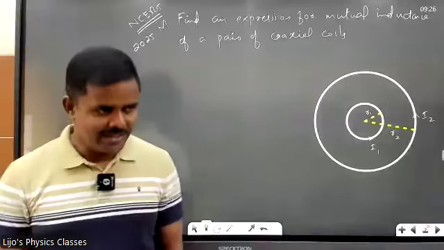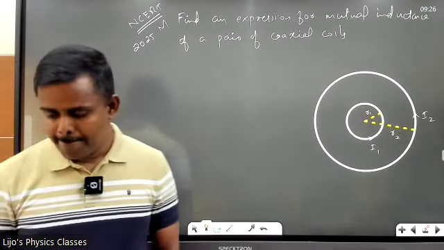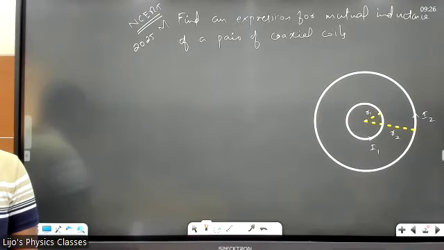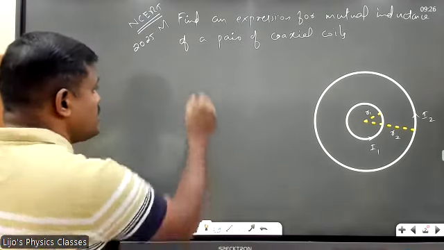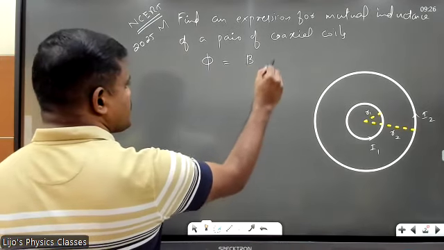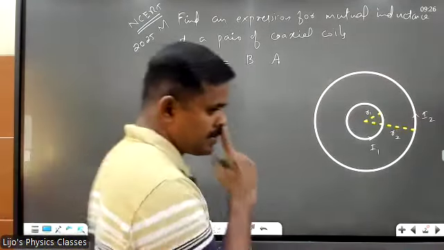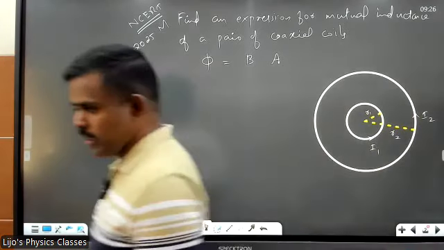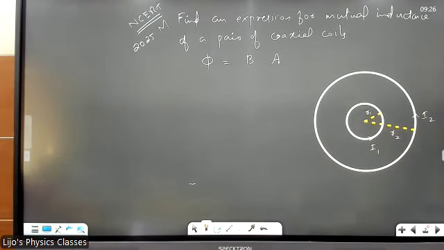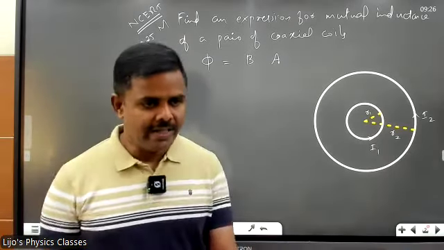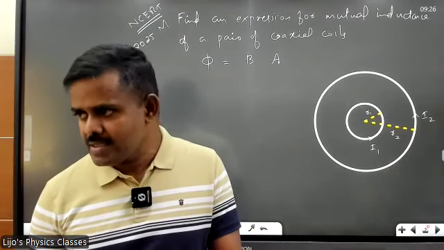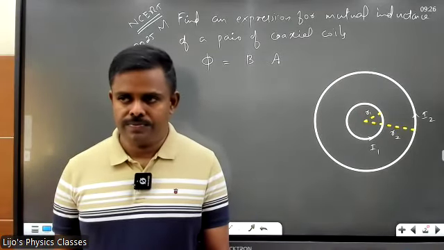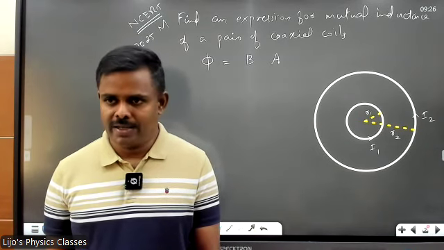Finished? Okay. Consider two circular coils of radii R1 and R2 and carrying currents I1 and I2.